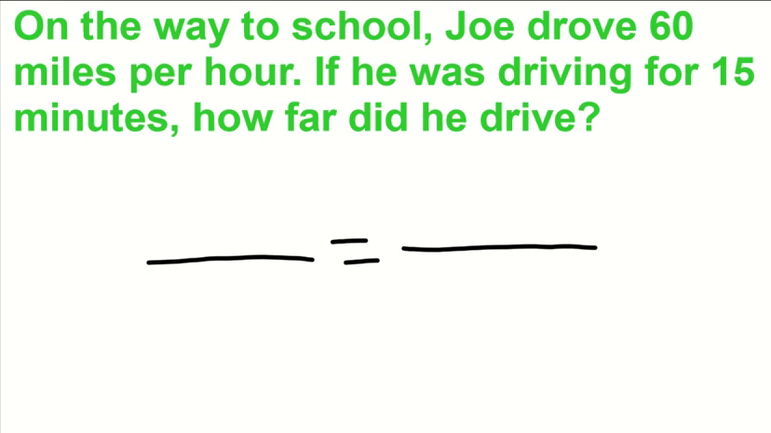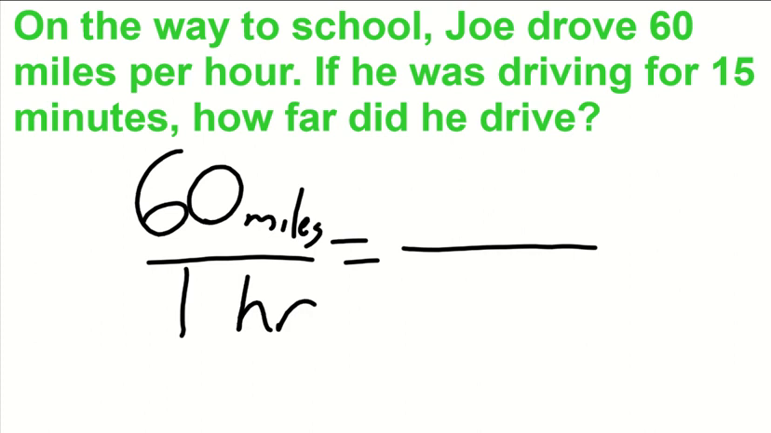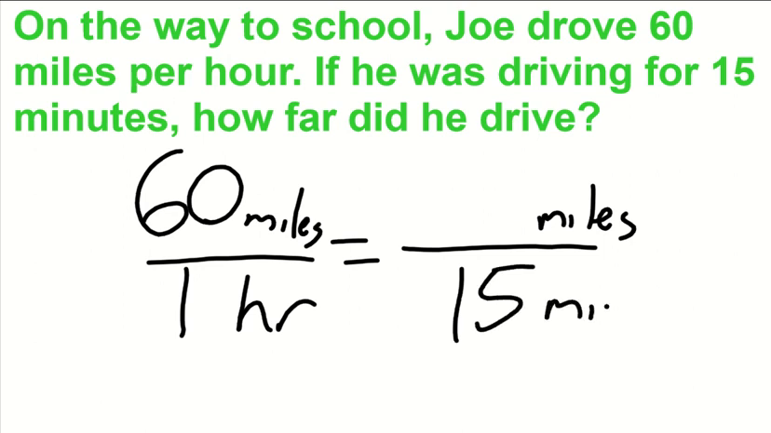Drives 60 miles per hour, right? Then he's driving for 15 minutes. We only see 2 numbers actually in this problem. But what you have is you have 60 miles for 1 hour. And there's not really a 1 listed in the problem, but you have to know per hour means 1 hour. It's asking how far. So what it's asking for is the number of miles. And the other thing it gives us is 15 minutes.